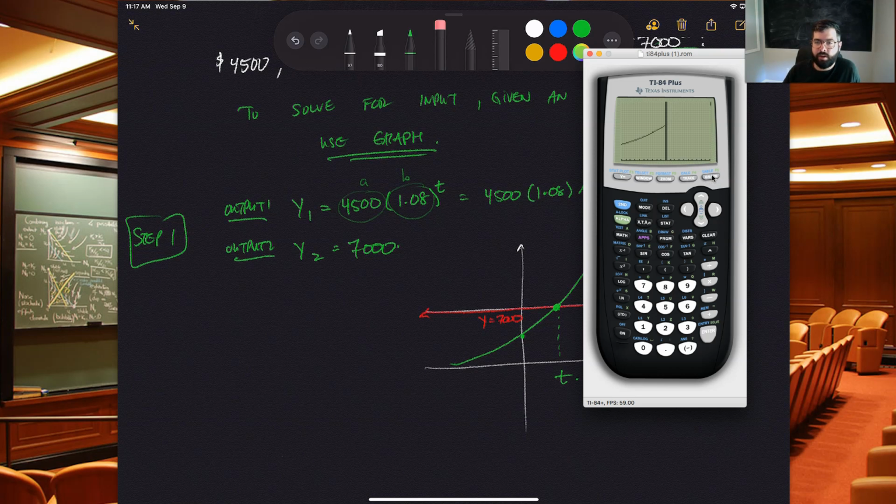So here's our exponential curve crossing through 4,500 here, and then here's 7,000. So it is right up here. We could shift the window a little bit to get closer, but we've got it in sight. So from there, I'm going to use second calc. This will allow me to find the intersection. So second calc, come down to intersect.